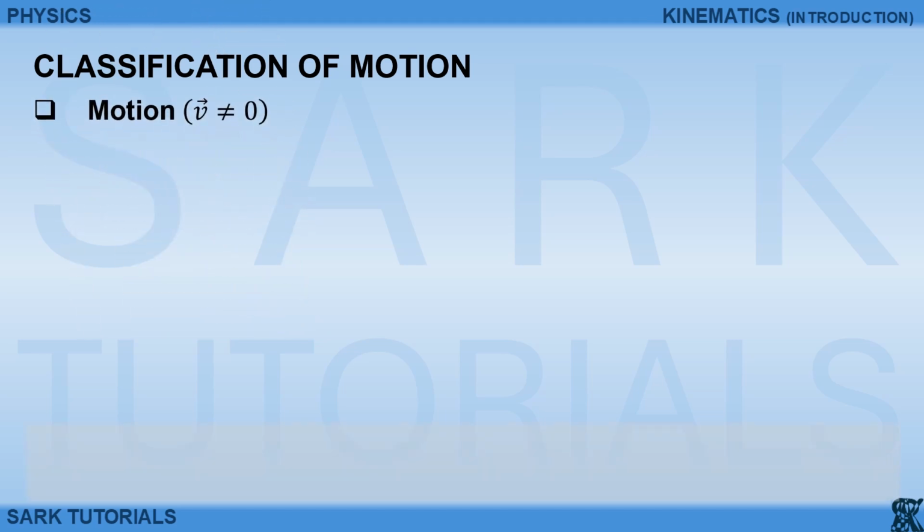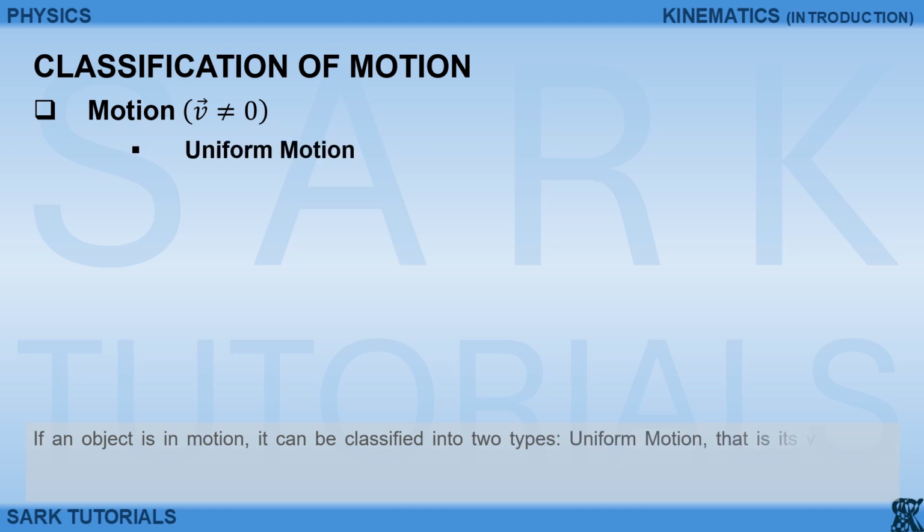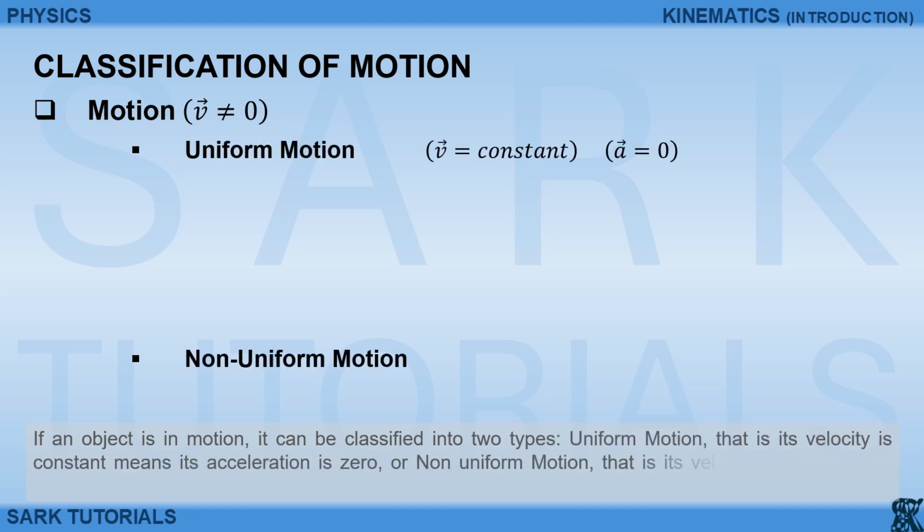If an object is in motion, it can be classified into two types. Uniform motion, that is, its velocity is constant, means its acceleration is zero, or non-uniform motion, that is, its velocity is not constant, means its acceleration is not zero.